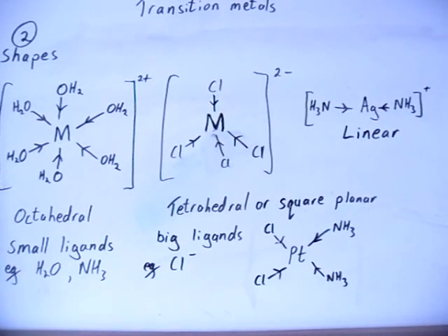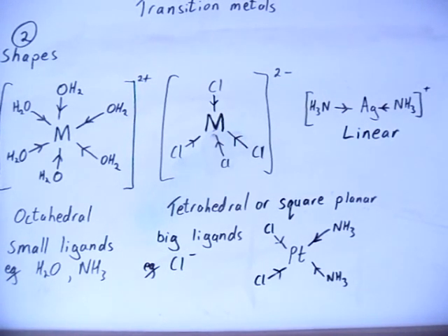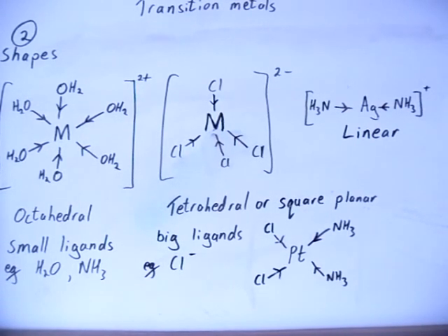And the most common linear one which you'll see is this up here, Tollens' reagent, the ammoniacal silver. And obviously 180 degrees between each of these, nice and easy, just a straight flat linear compound. So that's your four basic shapes which you need to know for the transition metals. So on to the third part.